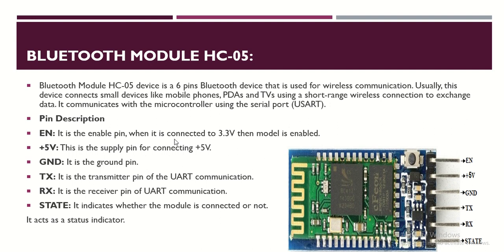Enable pin: when it is connected to 3.3 volt, then the module is enabled. Plus 5 volt: this is the supply pin for connecting 5 volt. Ground pin, transmitter pin for UART communication, receiver pin, and state, which indicates whether the module is connected or not. It acts as the status indicator.